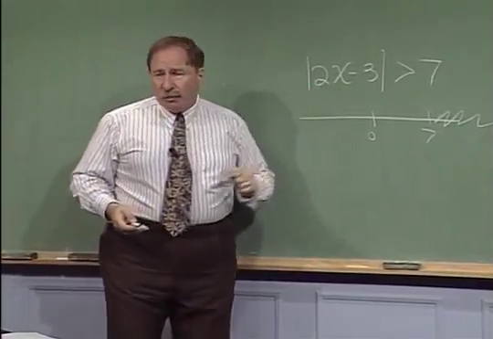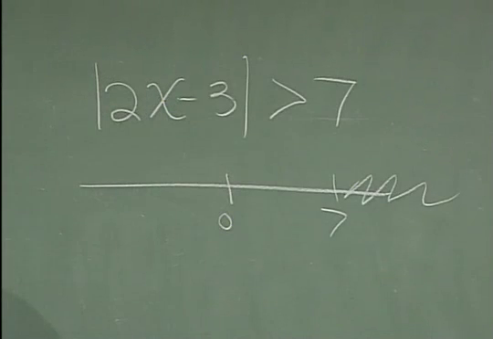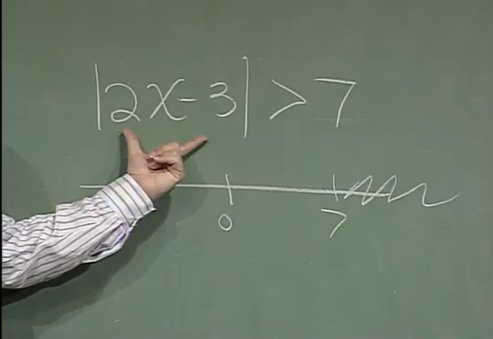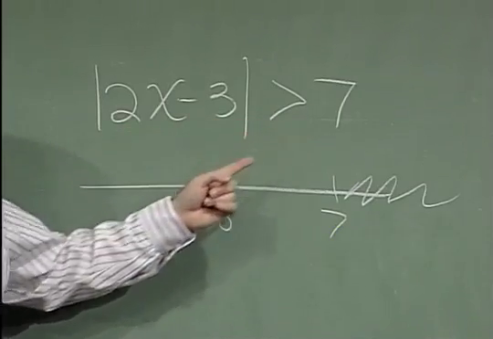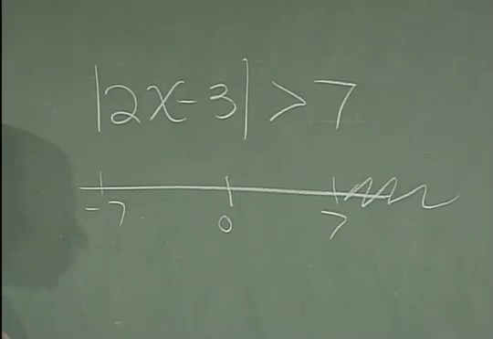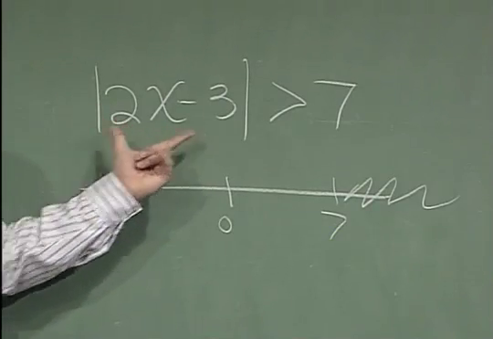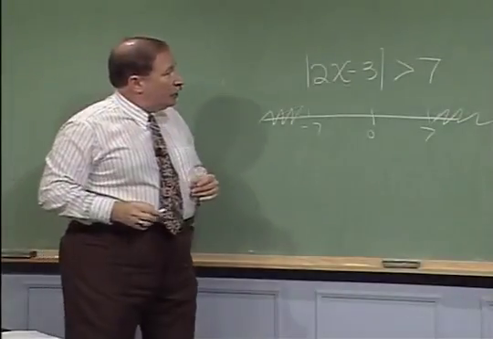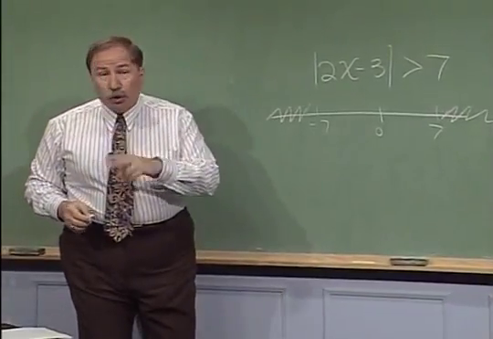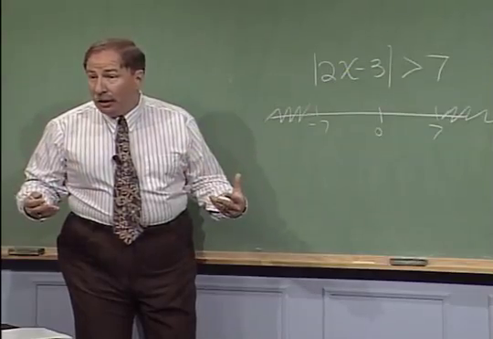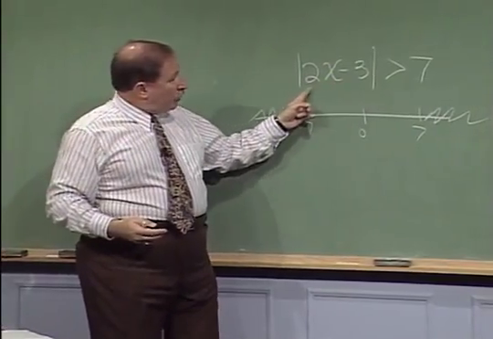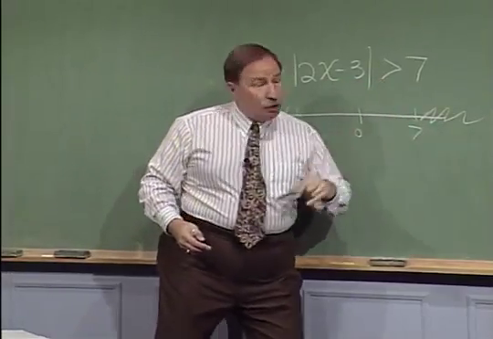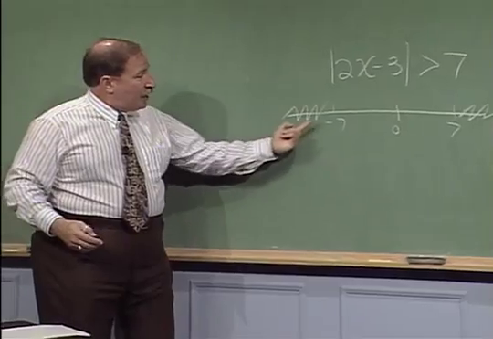But what if 2x minus 3 was negative? If it was negative, well, that would mean we have a negative number that's further away from 0 than 7 is. Well, negative 7 is 7 away from 0, and this number has to be further away, so it has to be beyond negative 7. So we can really see we have two solutions. We're back to a compound inequality. 2x minus 3 is either greater than 7, out here, or 2x minus 3 is less than negative 7, out here.